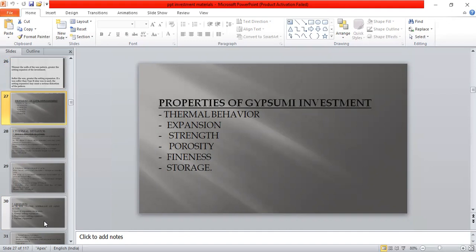First, thermal behavior. In thermal behavior, we are going to discuss two types of behavior: the thermal behavior of the gypsum, and next the thermal behavior of the silica. Then in expansion, we are going to discuss three types. The first one is normal setting expansion, second is hygroscopic setting expansion, and the third one is thermal expansion. Then next comes strength, then porosity, then fineness, and the sixth one is storage.